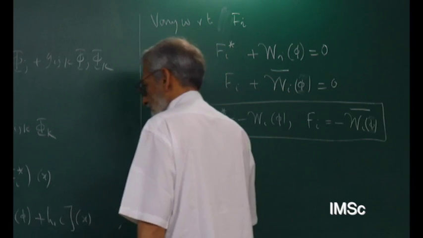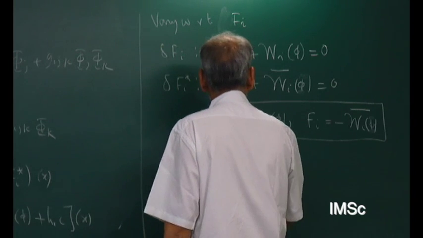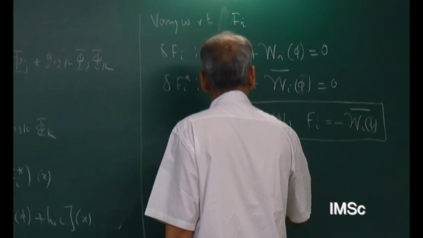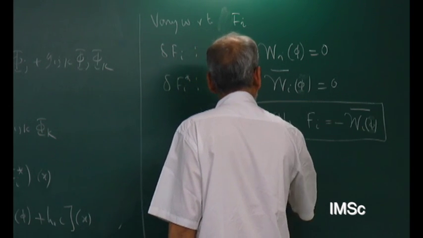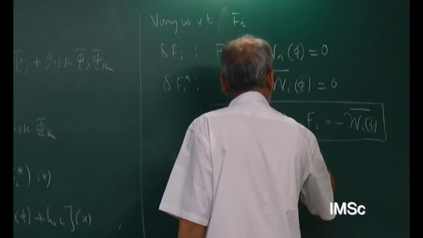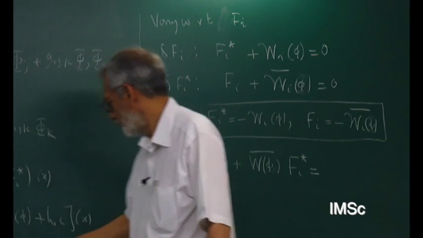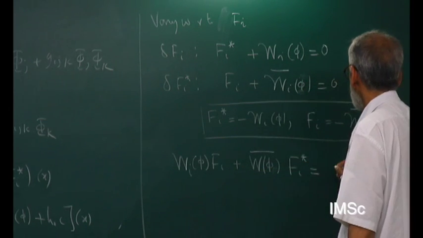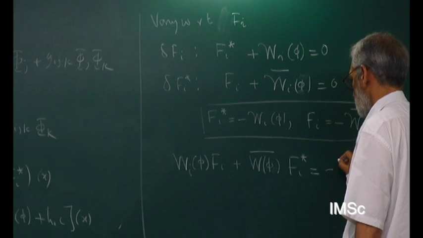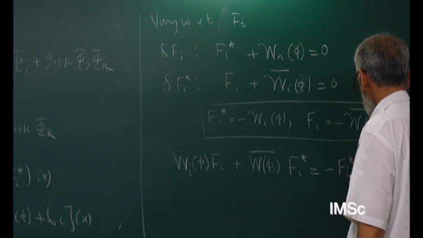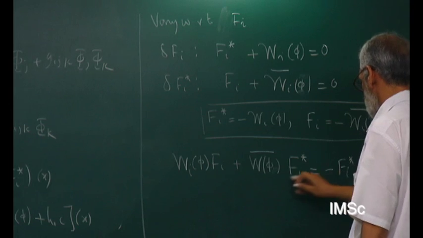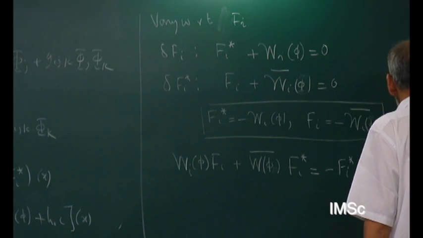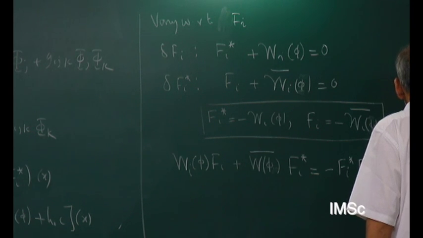let me calculate this. W_i phi_i plus W_i bar phi_i star. That is this term plus Hermitian conjugate term. What do I have here? This object is minus F_i star F_i. This object is minus F_i star, that is minus 2 F_i star.